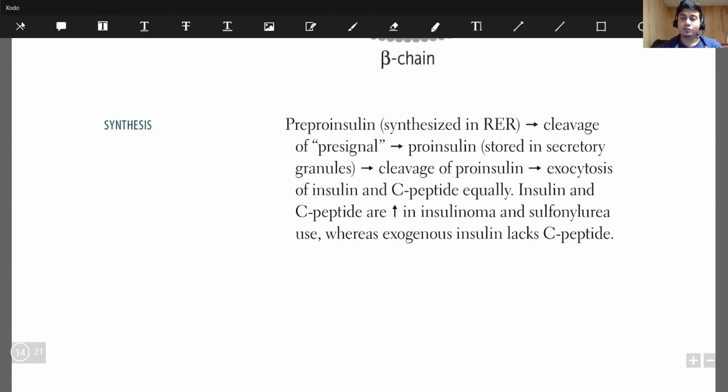To differentiate between exogenous and endogenous insulin, you look for C-peptide. If the C-peptide is also elevated, you suspect it's an endogenous increased insulin production. But if you cannot find the C-peptide in that person's blood, you suspect this is exogenous insulin abuse.